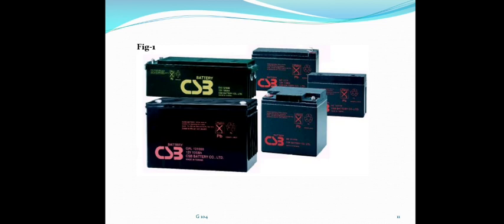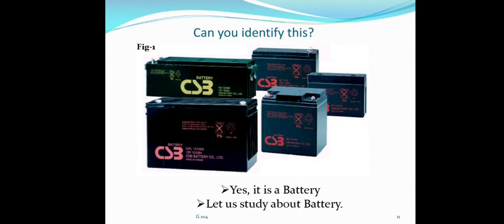Now, here a figure is shown. What is this figure? You have seen this device many times, is it not? It is something like a car battery, a battery that is used in cars, or even in olden days, computer labs were run on these batteries, is it not? So can you identify this? You know that it is a battery. So let us study about the battery. What is a battery? How is it related to electrochemistry?